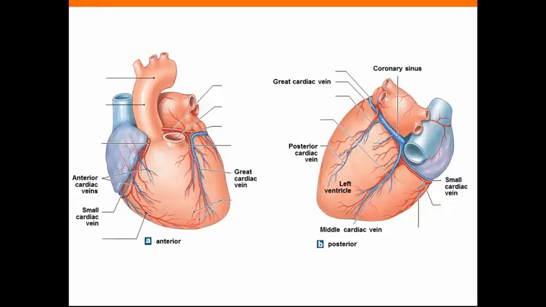The great and middle cardiac veins carry blood away from the coronary capillaries and drain into the coronary sinus. The coronary sinus opens directly into the right atrium. And those are the coronary arteries and veins.